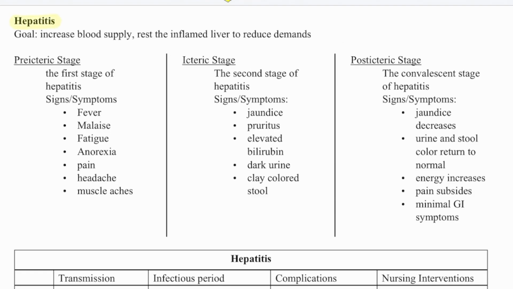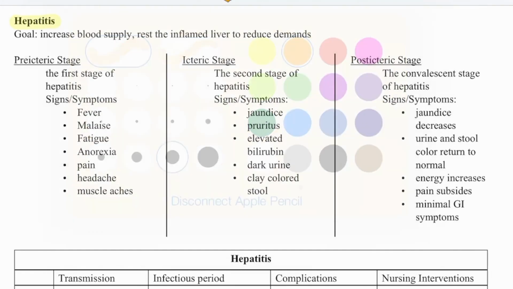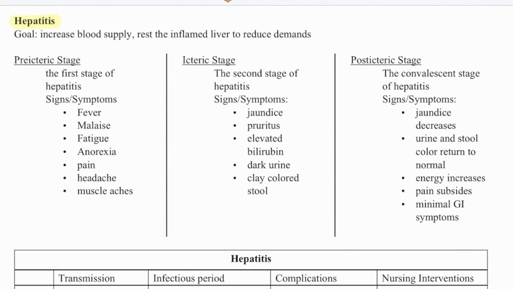So our goal is to increase blood supply, rest the inflamed liver, and reduce demands. There are a few different stages in hepatitis. We have the preicteric stage. This is the first stage of hepatitis. We'll see fever, malaise, fatigue, anorexia, pain, headache, and muscle aches.